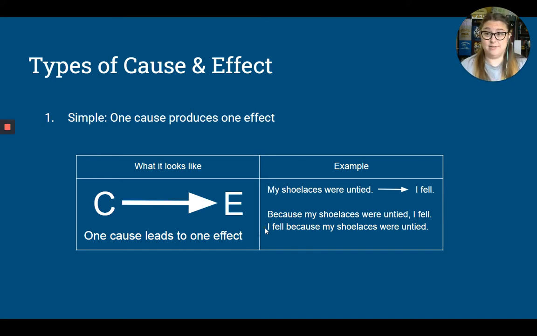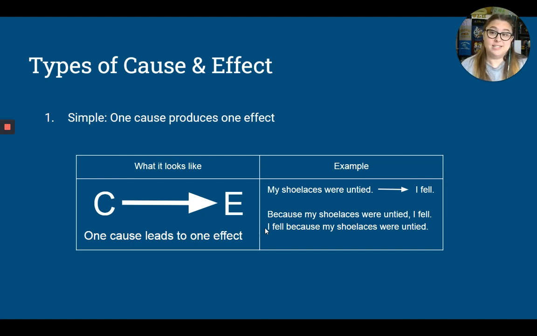I could say either of them. You know exactly what I'm talking about. We still know that the first thing that happened in time is that my shoelaces were untied. So in time, my cause always comes first.